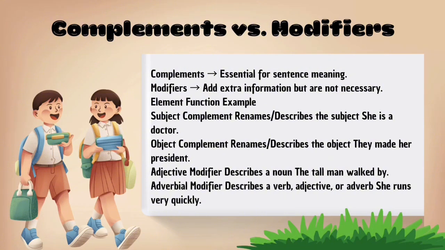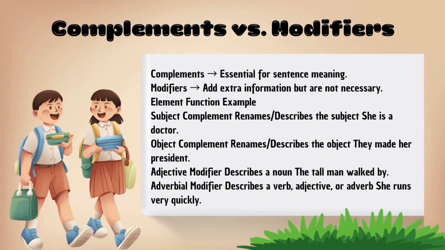A subject complement is a complement that follows a linking verb, for example, is, seem, become, look, feel. This gives additional information about the subject. Subject complements are also either nouns or adjectives. For example, she is a doctor. The word doctor adds another characteristic quality to the subject she. He looks tired. The word tired adds another characteristic to the subject he.